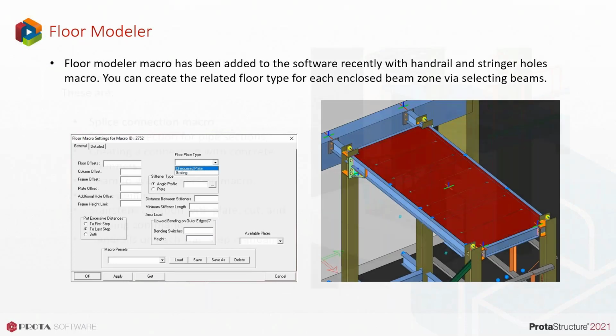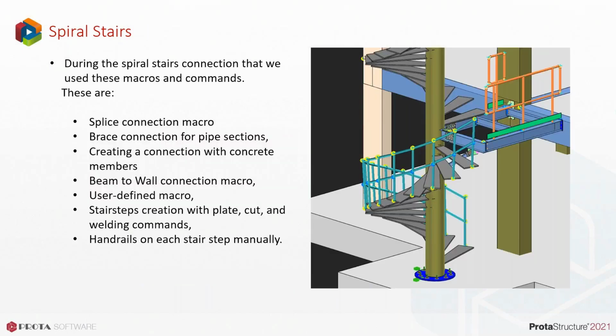During the spiral stair modeling, we used these macros and commands: splice connection, brace connection, creating a connection with concrete members, beam to wall connection, user-defined macro stair steps creation with plate, cut, and welding commands, and handrails on each stair step manually.